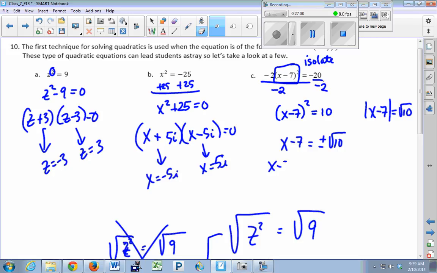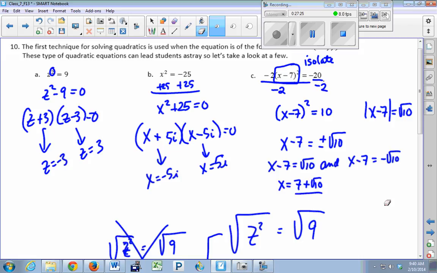Okay, so you get two equations here. You get x minus 7 equals the positive square root of 10, and you get x minus 7 equals the negative square root of 10. So to solve for x, you add 7 to both sides, and you get 7 plus the square root of 10.